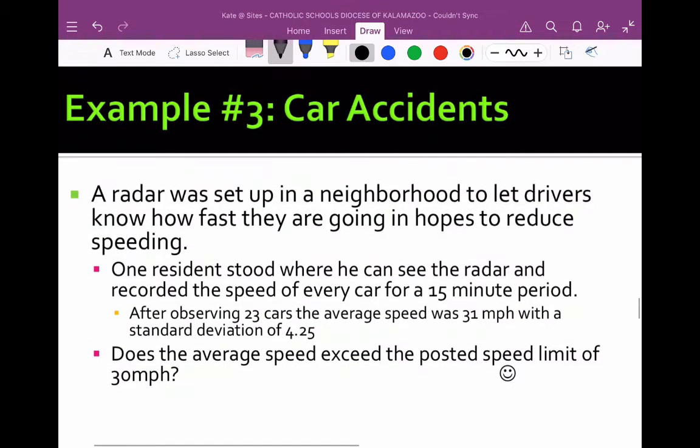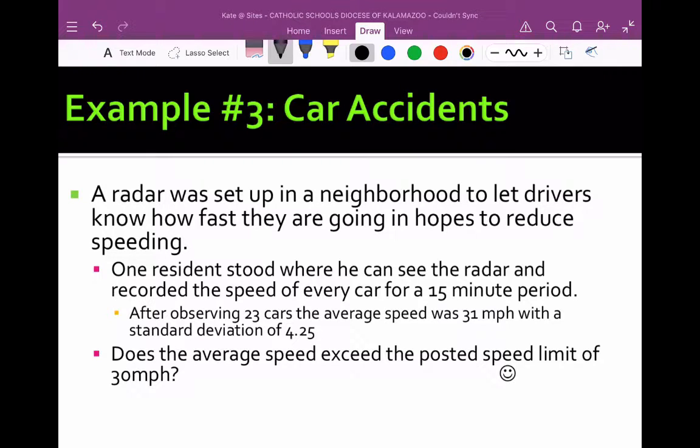For the next example, which is number 3, it says a radar was set up in a neighborhood to let drivers know how fast they are going in hopes to reduce speeding. One resident stood where he could see the radar and recorded the speed of every car for a 15-minute period. After observing 23 cars, the average speed was 31 miles per hour with a standard deviation of 4.25. We want to know, does this average speed exceed the posted speed limit of 30 miles per hour?